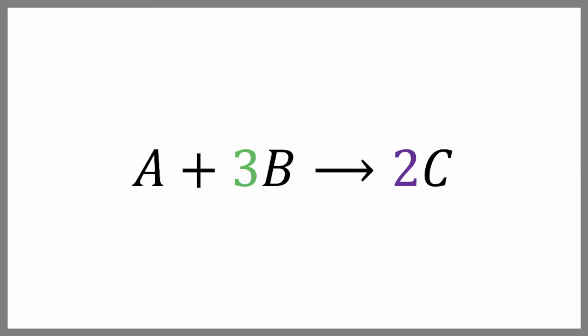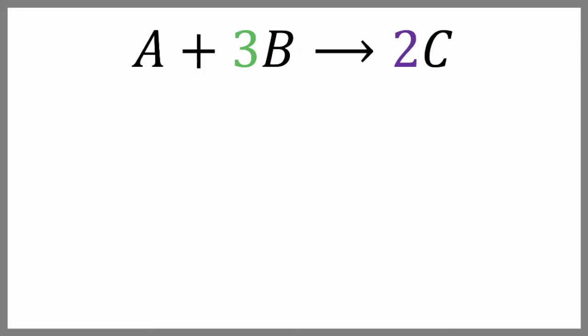Take a look at this example. We react 1 mole of A with 3 moles of B, and this produces 2 moles of C. We know that B decreases 3 times as rapidly as A does. We know that C is produced 2 times more rapidly than A decreases.